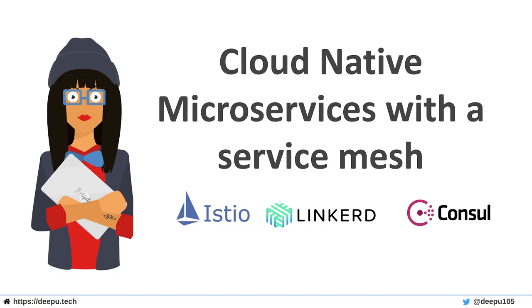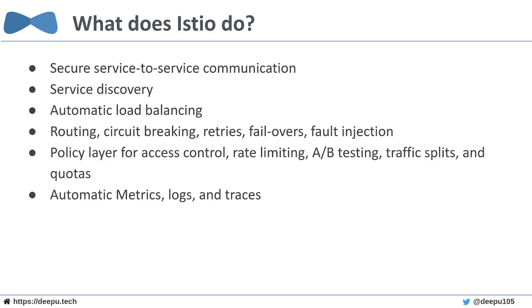Istio isn't the only service mesh around. We also have platforms like Linkerd and Consul, which are also quite popular. So what exactly does a service mesh like Istio do? A service mesh provides features to help with common distributed microservice challenges, like service discovery, routing, load balancing, and so on. Istio specifically provides the following features.